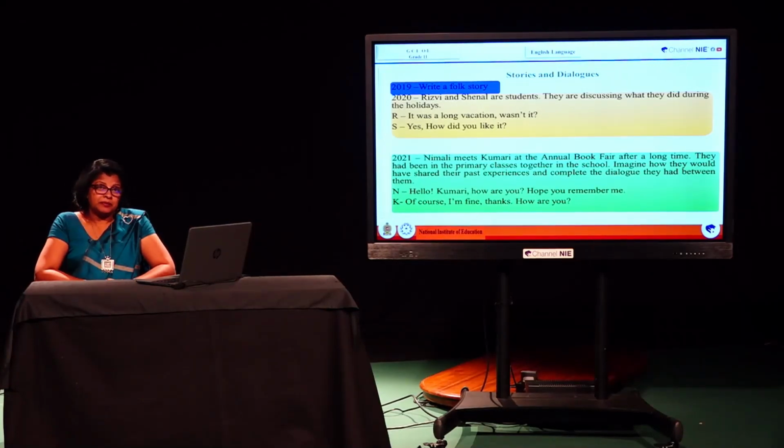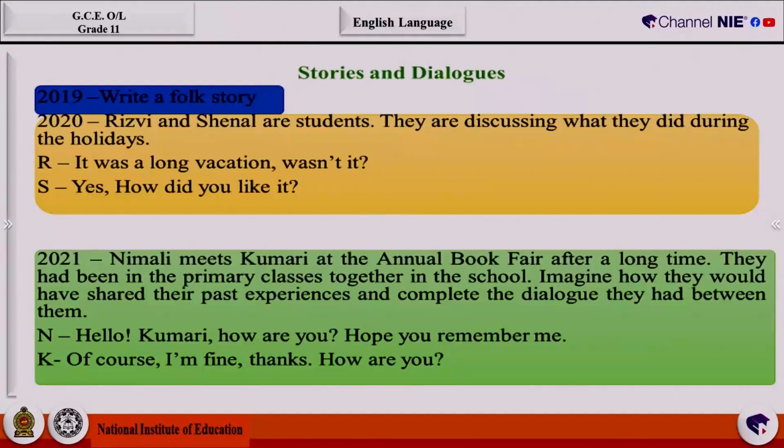Look at the example taken from the 2021 paper. What is the situation? Nimali meets Kumari at the annual book fair after a long time. They had been in the primary classes together in the school. Imagine how they would have shared their past experiences and complete the dialogue they had between them.